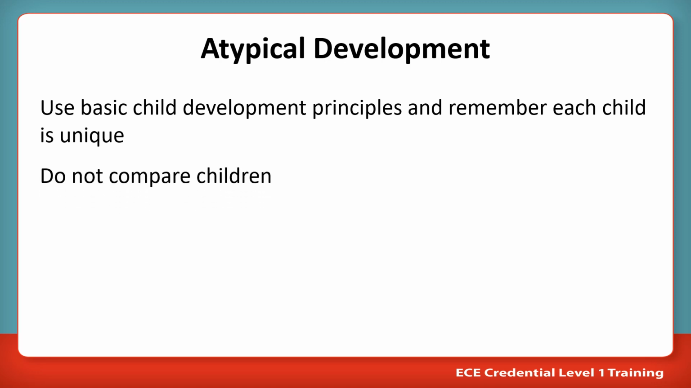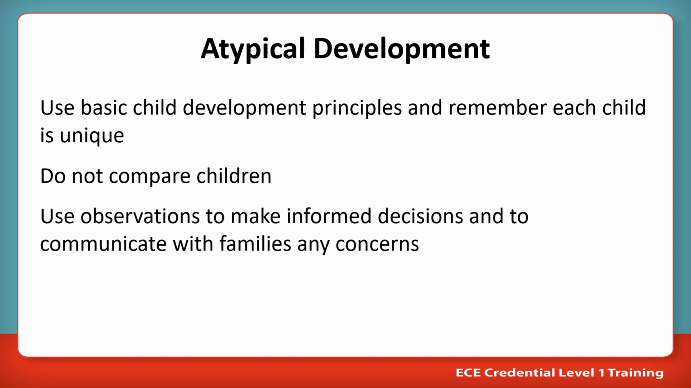We want to make sure that we're not comparing children. Let's say you've had 2 children. You don't want to compare your second child to your first child because your children might just be developing at different paces. If I'm a classroom teacher, I want to use observations to make informed decisions and communicate with families any concerns. So if I have a concern about a child's development, I want to make sure to talk to the family about that so we can all work together to address any concerns that we have.